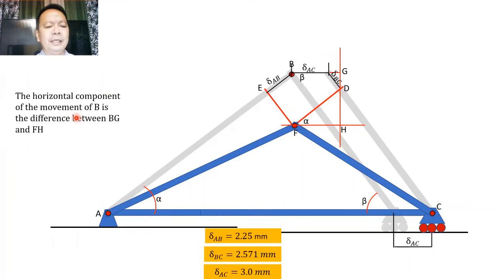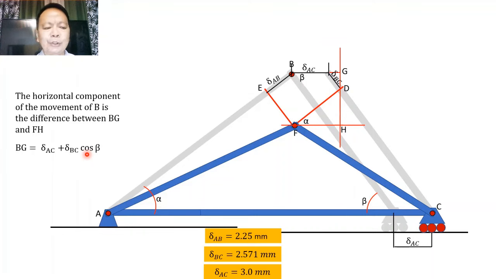But what is this BG equal to? BG, as you would see, will be equal to the sum of the two components. One is the deformation of this AC and the horizontal component of this deformation of BC, whose value is equal to deformation of BC multiplied by the cosine of the angle beta.